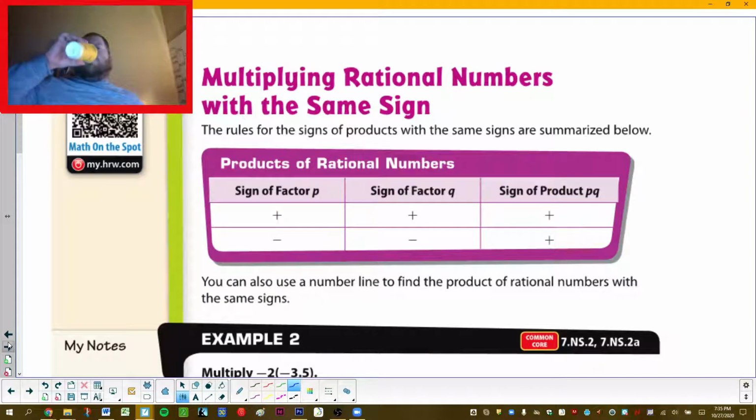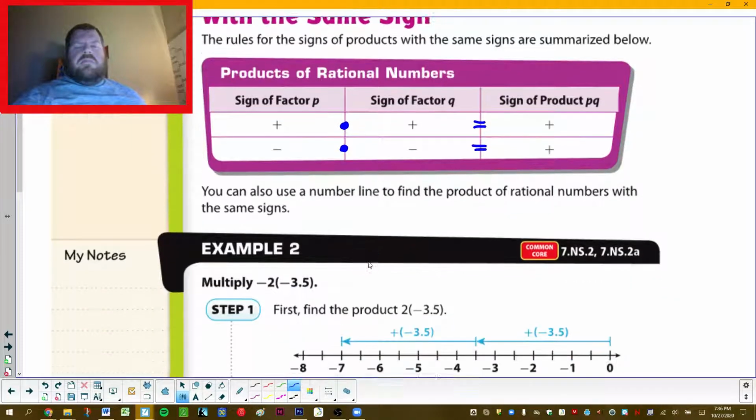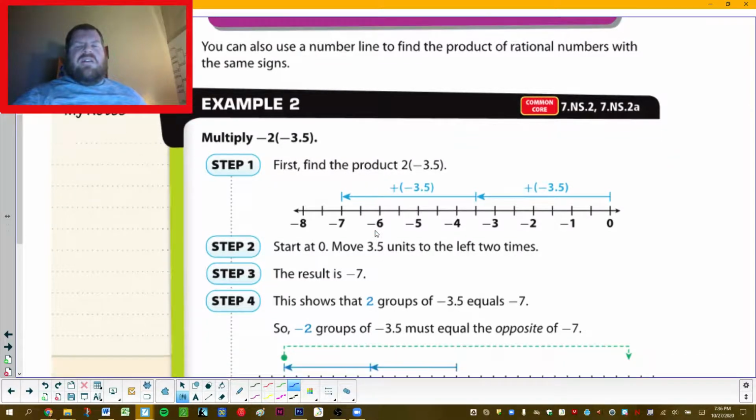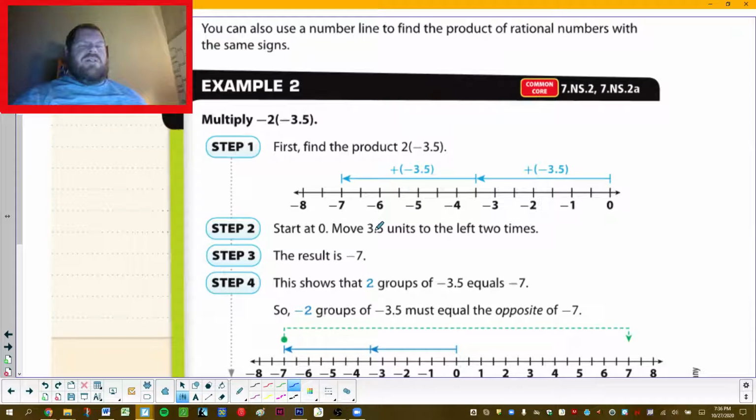Okay. Now if I'm multiplying two numbers together that have the same sign, and again, the factors are the pieces of a multiplication problem, we can think of this as positive times positive equals a positive, and negative times negative equals a positive. Basically, if you have the same sign, you get a positive as your answer. And they do some weird things here to get us to realize that, because it's not the easiest thing to visualize.